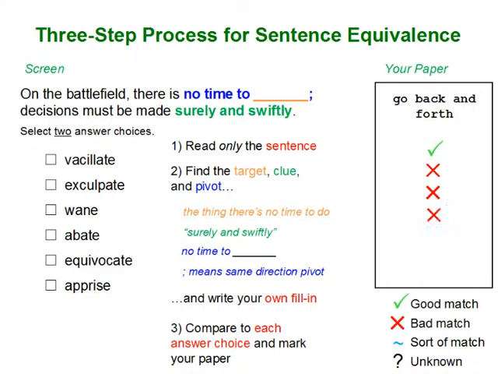Abate, very similar in meaning to wane. The storm abated. Equivocate. Now, equivocate means to go back and forth. This is a great vocabulary word to know, for one thing, because it's common on the GRE, and for another, it sort of has a misleading root.